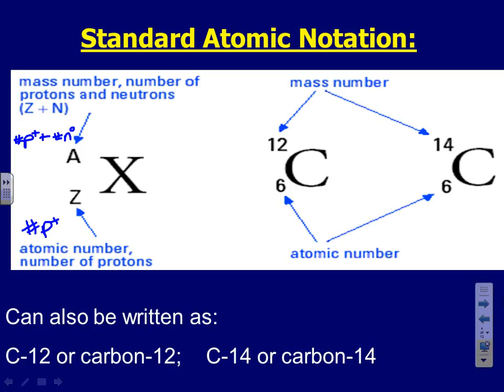Alternative ways to represent the elements: just writing the symbol, dash, and then the mass number, C-12. Another way of writing it is the name, carbon-12, carbon 12. The other version of the atom would be called C-14 or carbon-14.